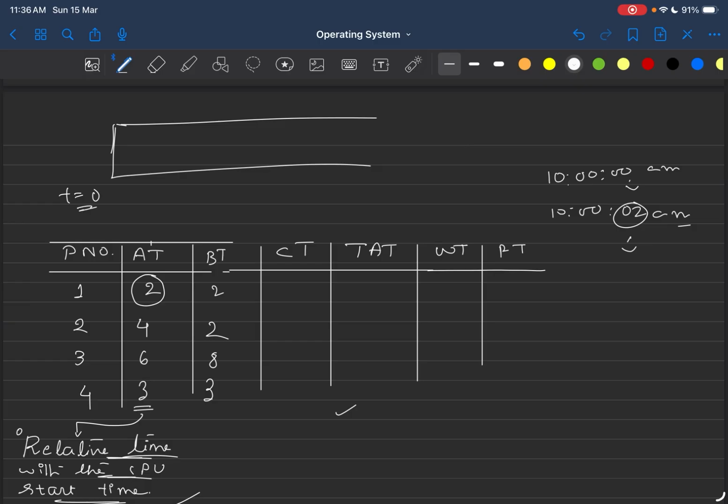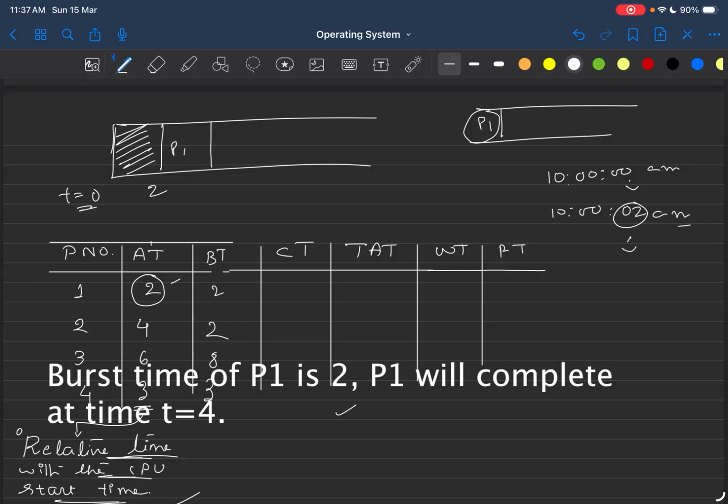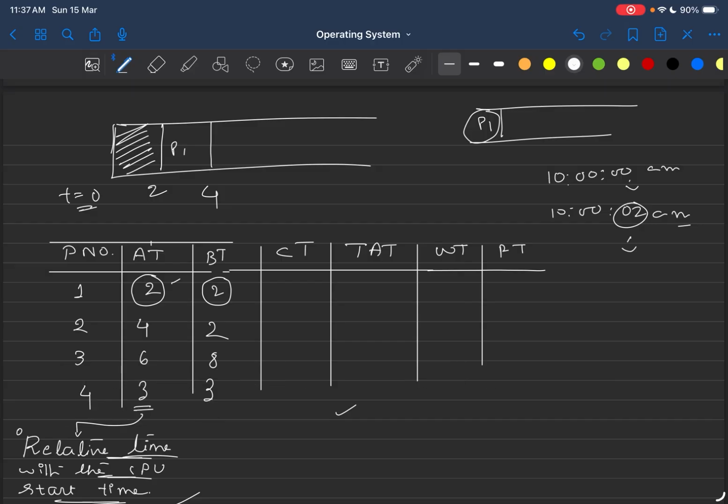At time t equal to 0, the CPU started. The first process is arriving at time t equal to 2, so from 0 to 2, your CPU will be idle. At time t equal to 2, process P1 has arrived in the ready queue. What will your OS do? Your OS will schedule this P1. And what is the burst time? That is 4. Up to 4, this P1 will keep on executing.